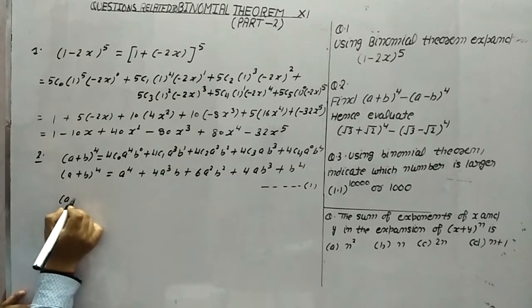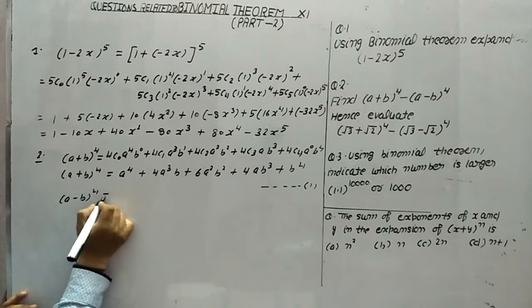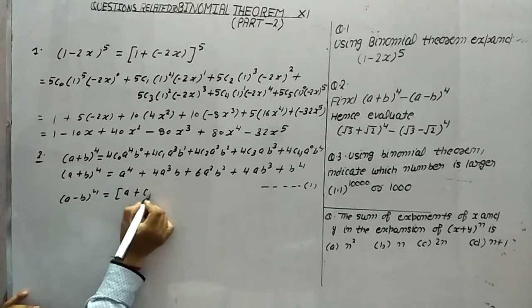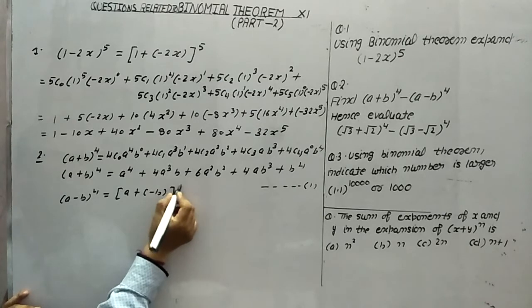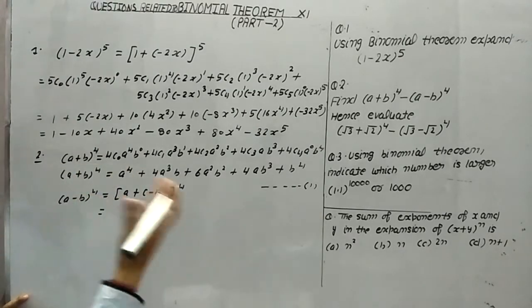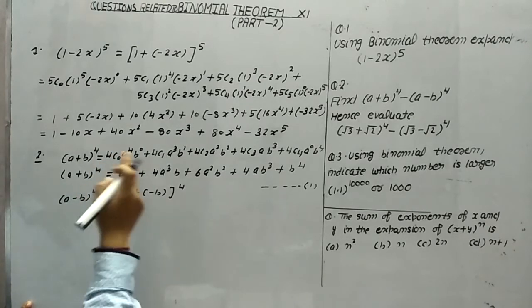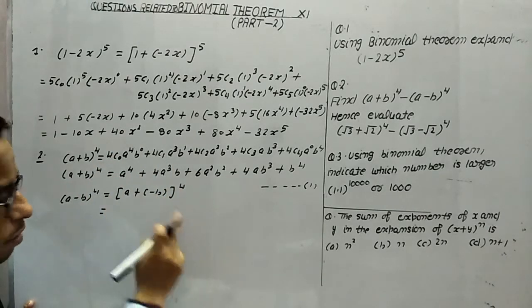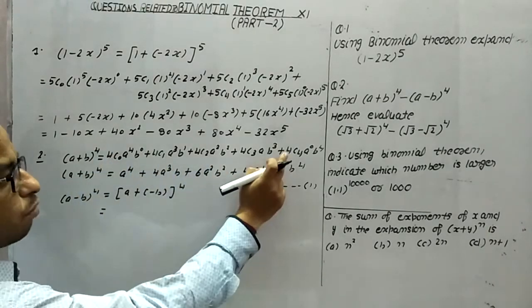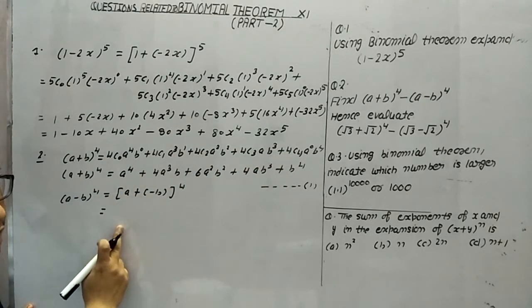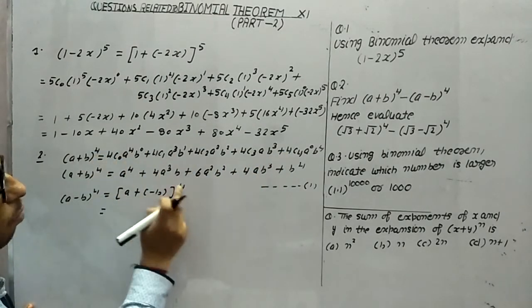Look at this thing, (a − b) whole raised to power 4. First of all, make it like that, (a + (−b)) whole raised to power 4. Now, according to the same binomial rule, you can do this: 4C0 a⁴ (−b)⁰. Like that, first write down this term.